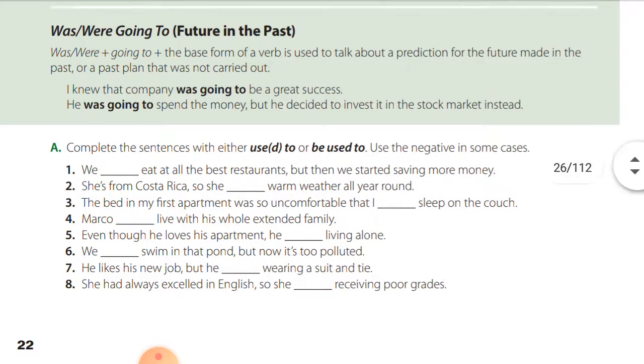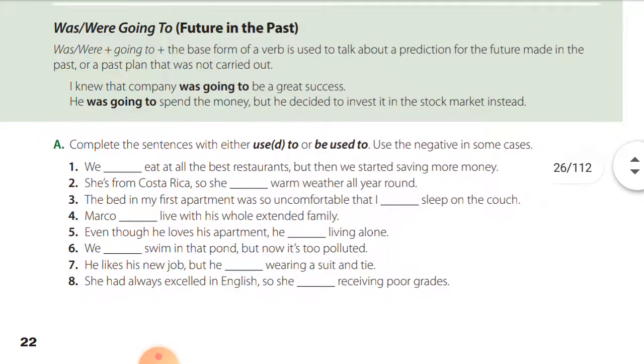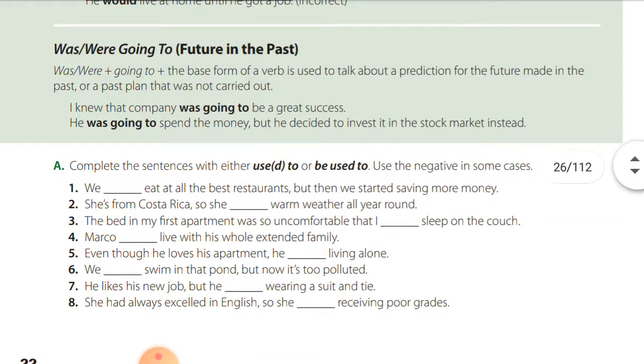For example, I know that company was going to be a great success. It was going to be, but finally it didn't. The second example, he was going to spend the money, but he decided to invest it in the stock market instead. He was going to spend the money. It was near to happen, but at last he didn't do that.